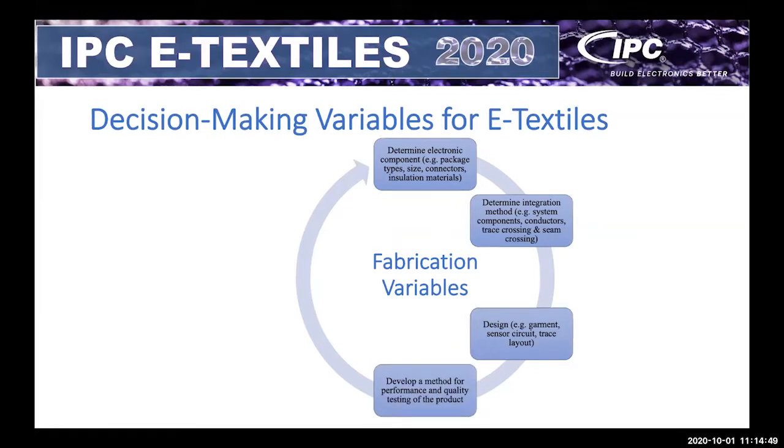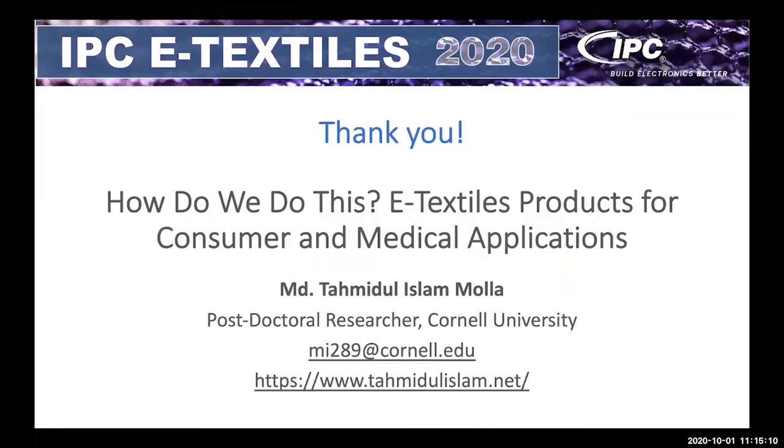And they also need to develop a method for performance and quality testing of the product. They need to identify tools and machines, which are particularly necessary to manufacture that particular e-textile product. And finally, they need to determine operation sequence, because certain operations should be performed before another one. So yeah, that's all of my presentation.